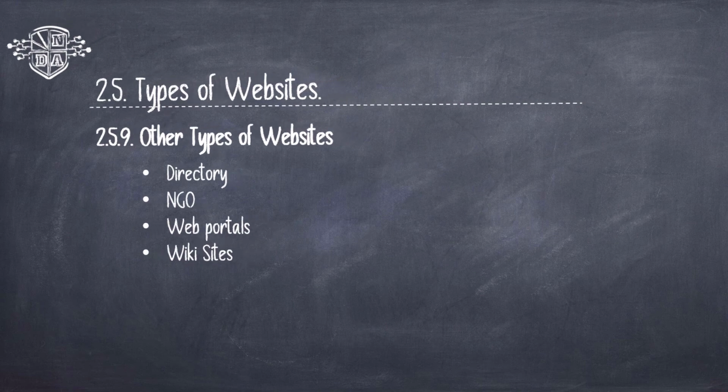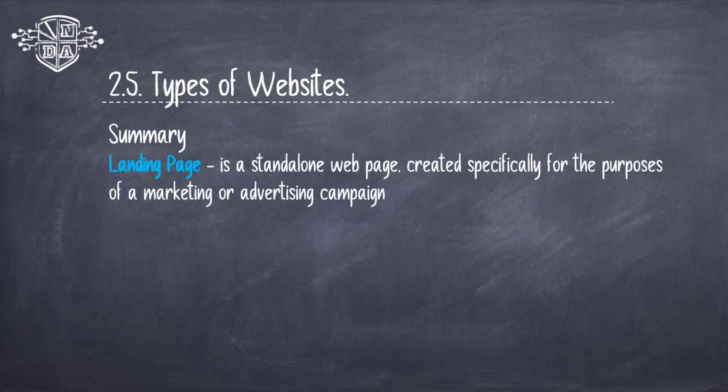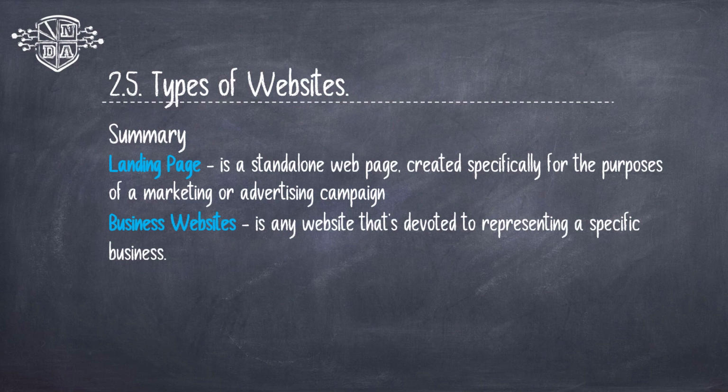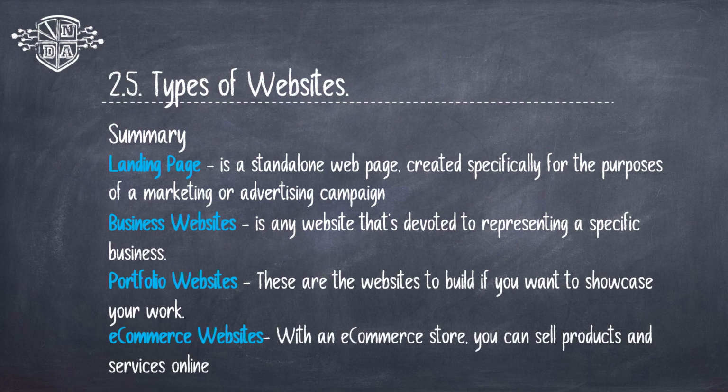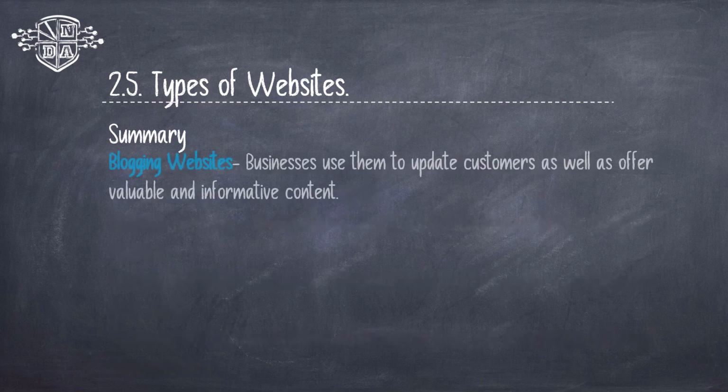So that's basically it. But don't forget, we have landing page websites, a standalone web page created specifically for the purposes of a marketing or advertising campaign. And then we have business websites, for a business or representing a specific business. And then we have portfolio websites, usually built if you want to showcase your work. And then we have e-commerce websites, which are built for your e-commerce store. We have blogging websites. Remember, we mentioned a blog is short for web blog, which is a digital journal. Blogging websites offer reading material, but there are also other types of blogs that, for example, sell products like books written by the blog's author.